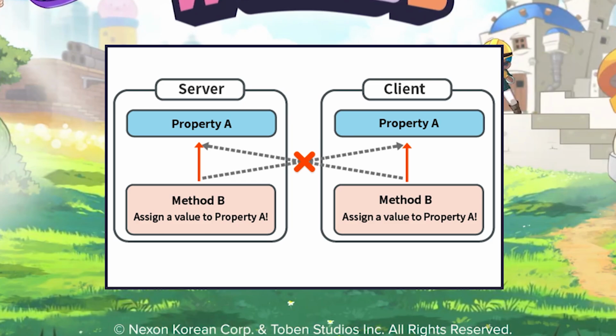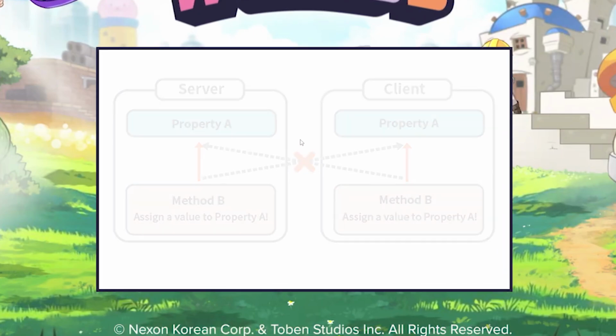And let's say that method B modifies the value of property A. When method B is called from the server, it will modify the server copy of that property A. And similarly, if method B is called from the client, it will update the client's copy of property A. Unless the value of property A is delivered from either the server or the client, neither will have access to the other's property. All this to say that proper management of the information held by each of the clients is necessary for proper synchronization between the client and the server.